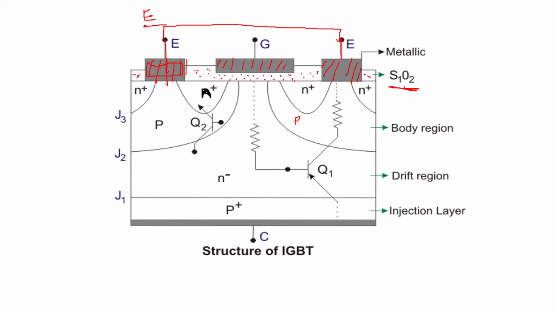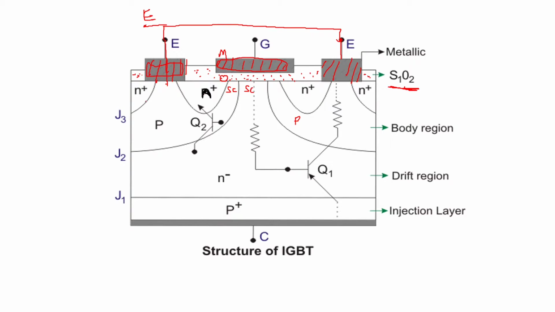Here the metal is there. This is the metal part, this is the insulation part, and here you have the semiconductor part. So this is metal oxide semiconductor. So here you have the feature of MOSFET. This is metal, this is oxide, and this is semiconductor. So the MOSFET feature will be there.